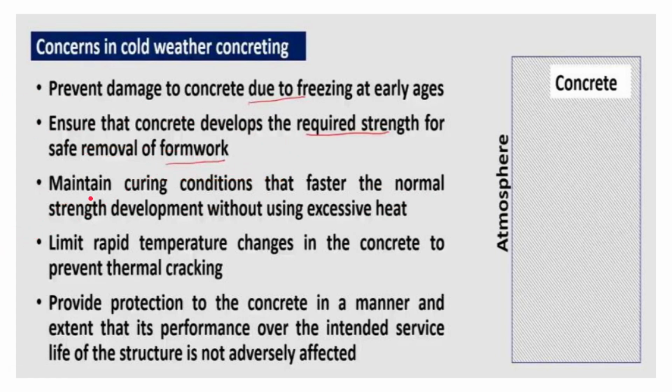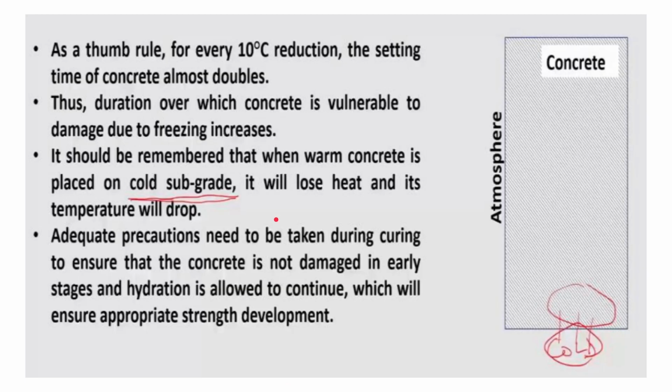Thirdly, we need to maintain curing conditions so that the normal strength development is faster, without any excessive heat. That is one of the important criteria. Then we need to limit rapid temperature changes in the concrete to prevent thermal cracking, because if the alpha value, that is the thermal expansion value, changes, that may also result in cracking at different segments. And fifth, we need to provide protection to the concrete in a manner and extent that its performance over the intended service life of the structure is not adversely affected. So this is basically long-term protection. We will see all those parameters.